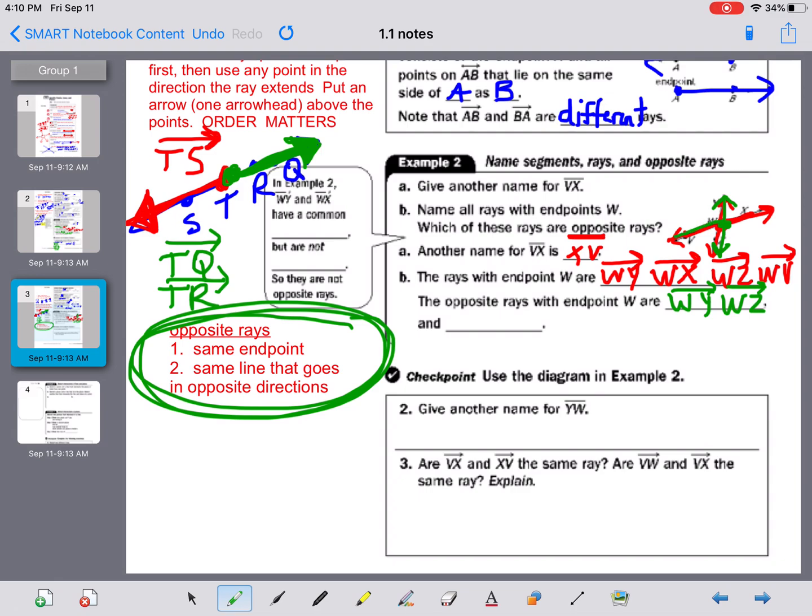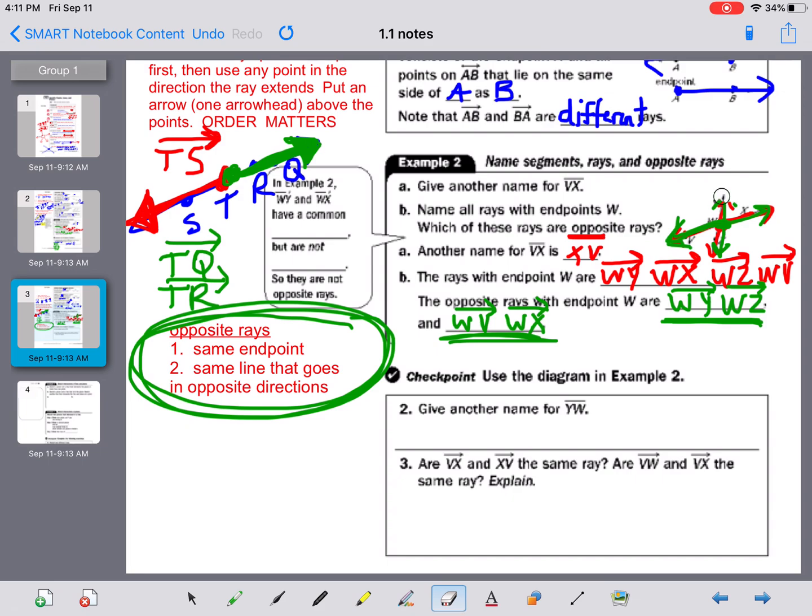We have another set. If I choose to say, I'm going to start with WV, well, it started at W, went to V, but it went to the left, so its exact opposite would be WX that goes the other way. So a quick note, notice when we talk about opposite rays, they have to start with the same letter. If they don't start with the same letter, they can't be an opposite ray.